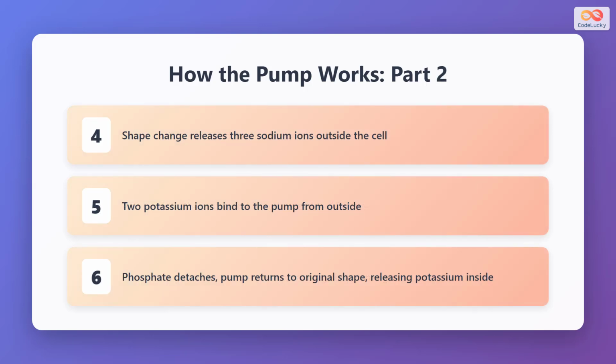Continuing the cycle, in step 4, the shape change causes the pump to release the 3 sodium ions to the outside of the cell. In step 5, 2 potassium ions from outside the cell now bind to the pump at their specific binding sites. In step 6, the phosphate group detaches from the pump, causing it to return to its original shape. This shape change releases the 2 potassium ions into the inside of the cell, and the cycle is ready to begin again.